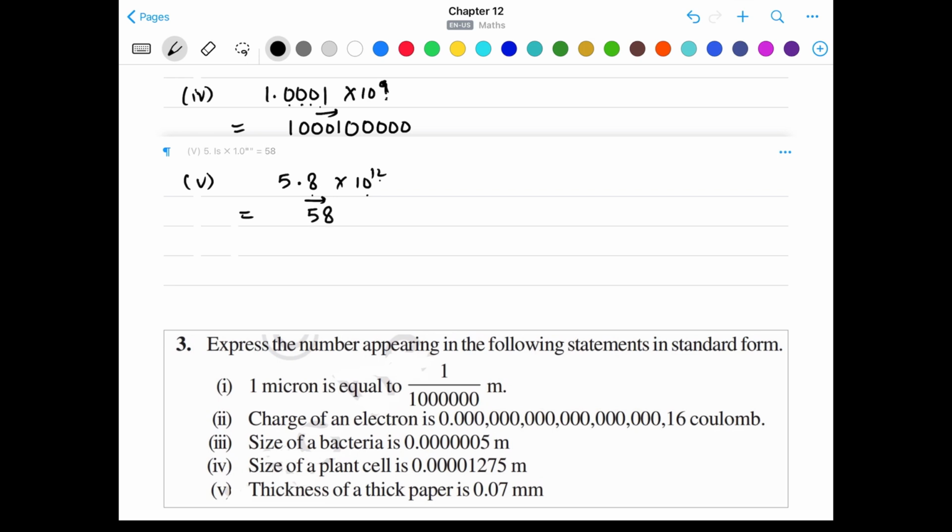So we'll write 5, 8. Out of this 12, we have one digit here, so we're going to write 11 more digits. That's it, 11 zeros: 1, 2, 3, 4, 5, 6, 7, 8, 9, 10, and 11.